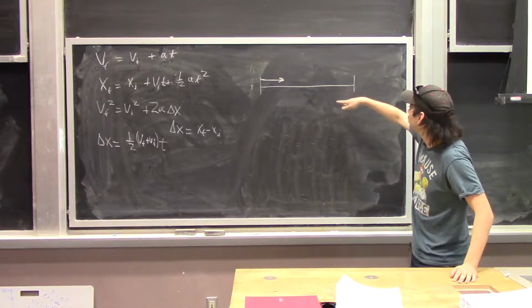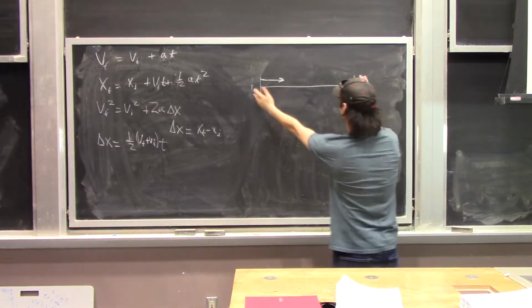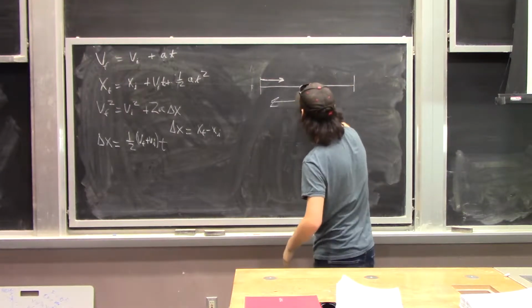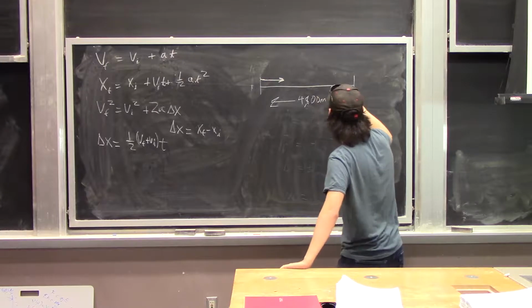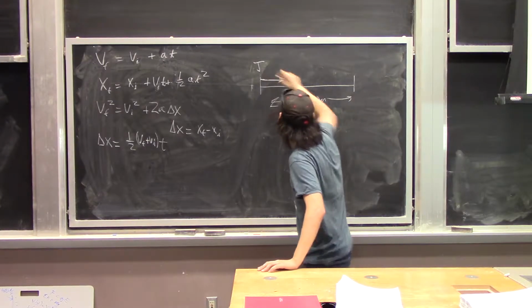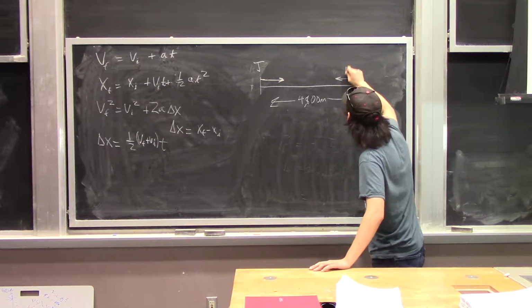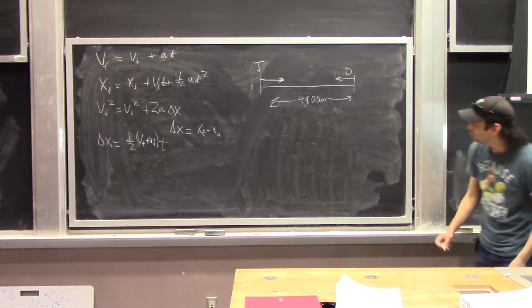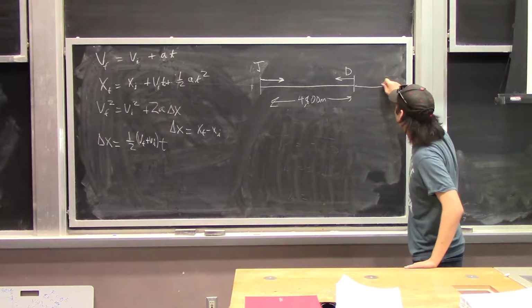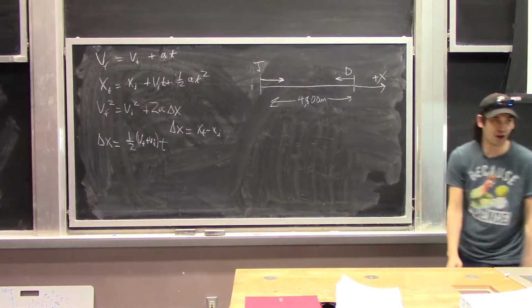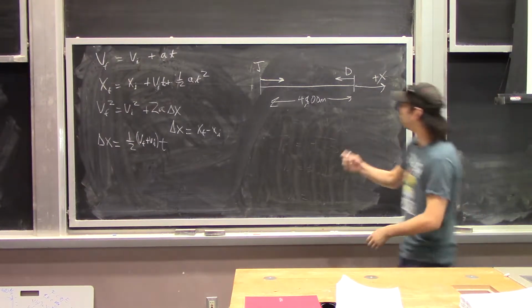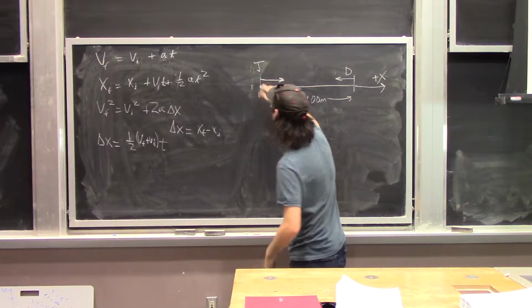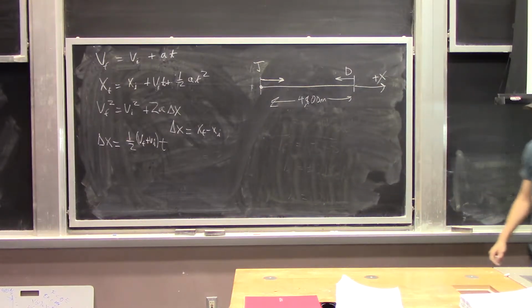In order to do that, first I'm going to draw the distance that they're separated. This is 3 miles, which is about 4,800 meters. This is Jimmy. This is David. Okay? And I'm also going to say that this is the positive x direction. So define a direction that you're going to say is positive. Also define where you want to put the origin. I'm going to put my origin where Jimmy is.